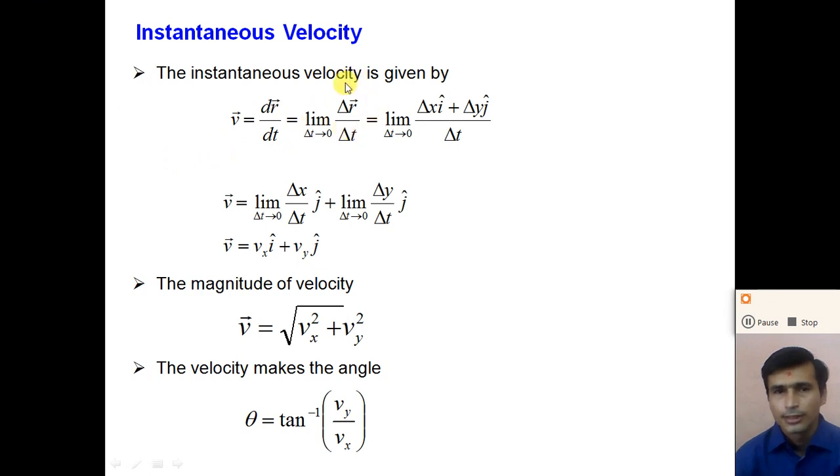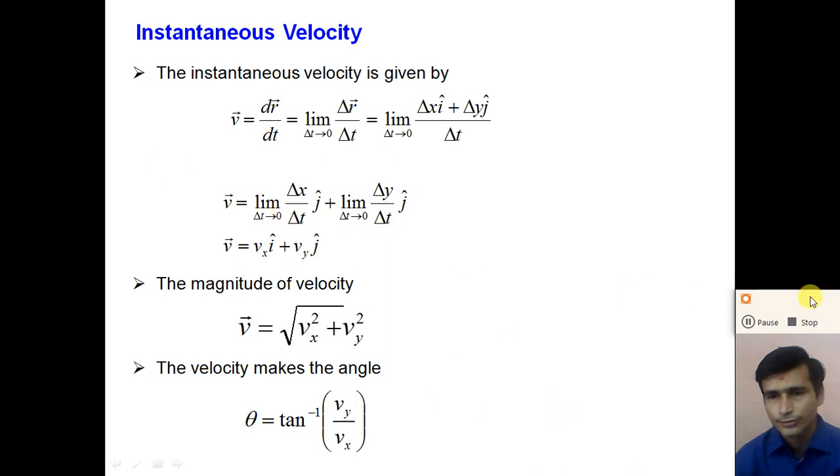Now, delta r is called the displacement vector. So if you put in the displacement vector, we get the limit as delta t tends to 0 of (delta x i plus delta y j) divided by delta t, where r is equal to xi plus yj. So here we get v equals the limit as delta t tends to 0 of delta x by delta t i plus the limit as delta t tends to 0 of delta y by delta t j.